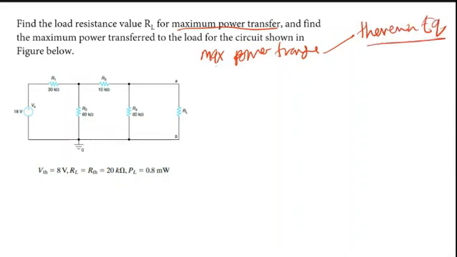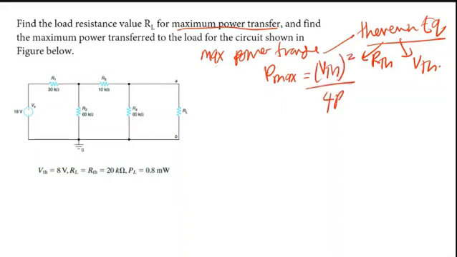This Thevenin equivalent will involve the RTH and VTH, because the equation for Pmax is actually equal to VTH squared over 4RL, where RL is actually equal to RTH. Okay, clear or not? Clear, doctor.